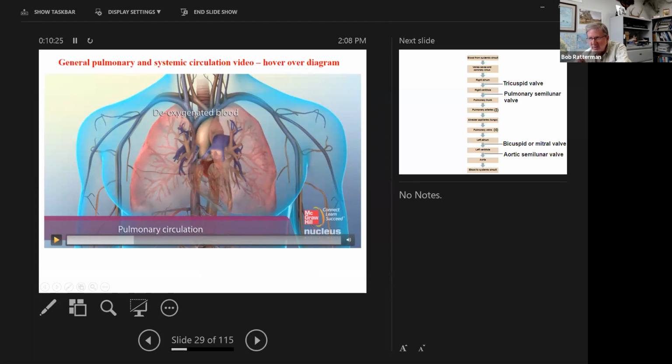Now you'll notice that they're coloring the oxygen-rich blood in red and the oxygen-poor blood in blue. Now they just use the word deoxygenated, which we said is really not a good term to use because that infers no oxygen. But even oxygen-poor blood has some oxygen in it.